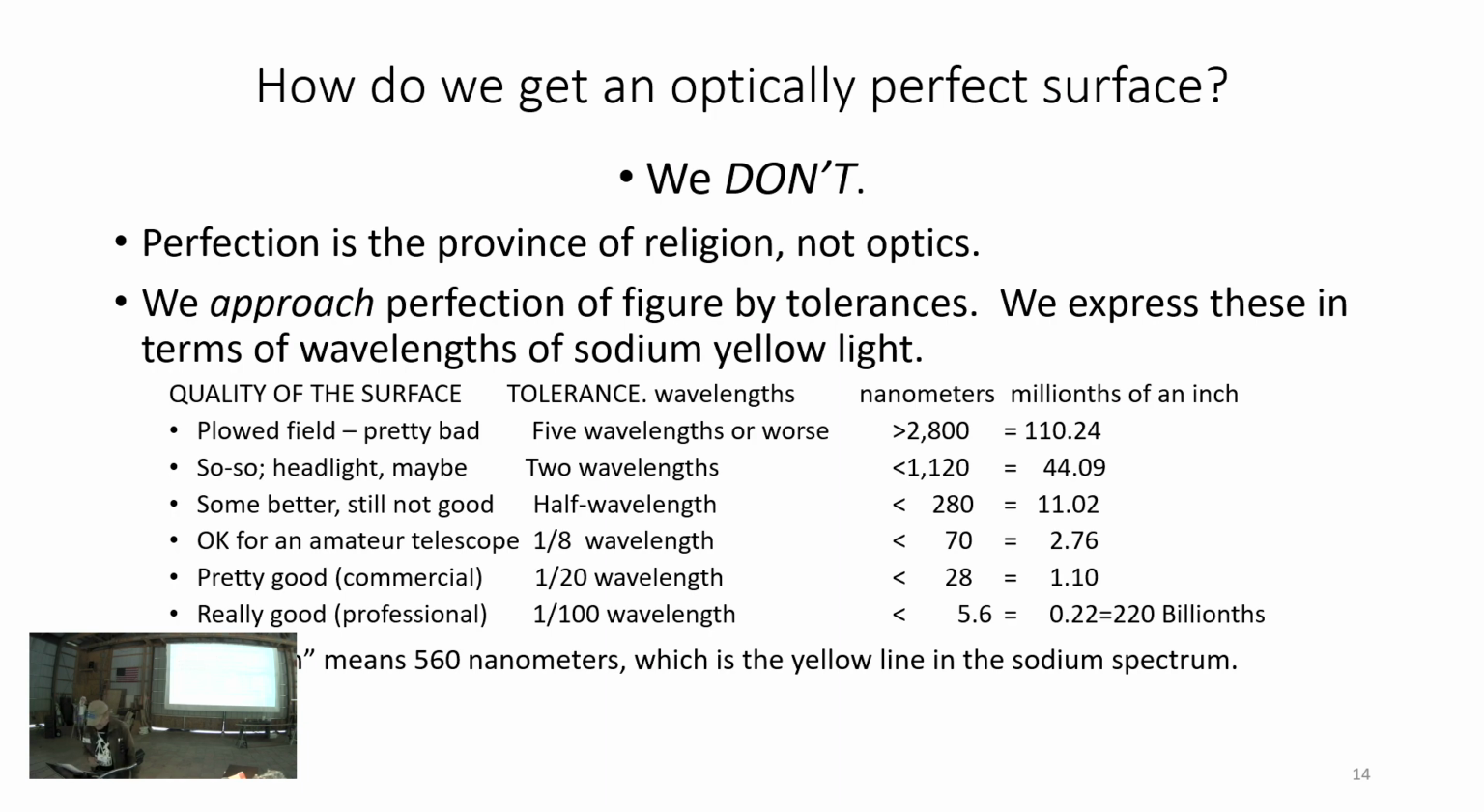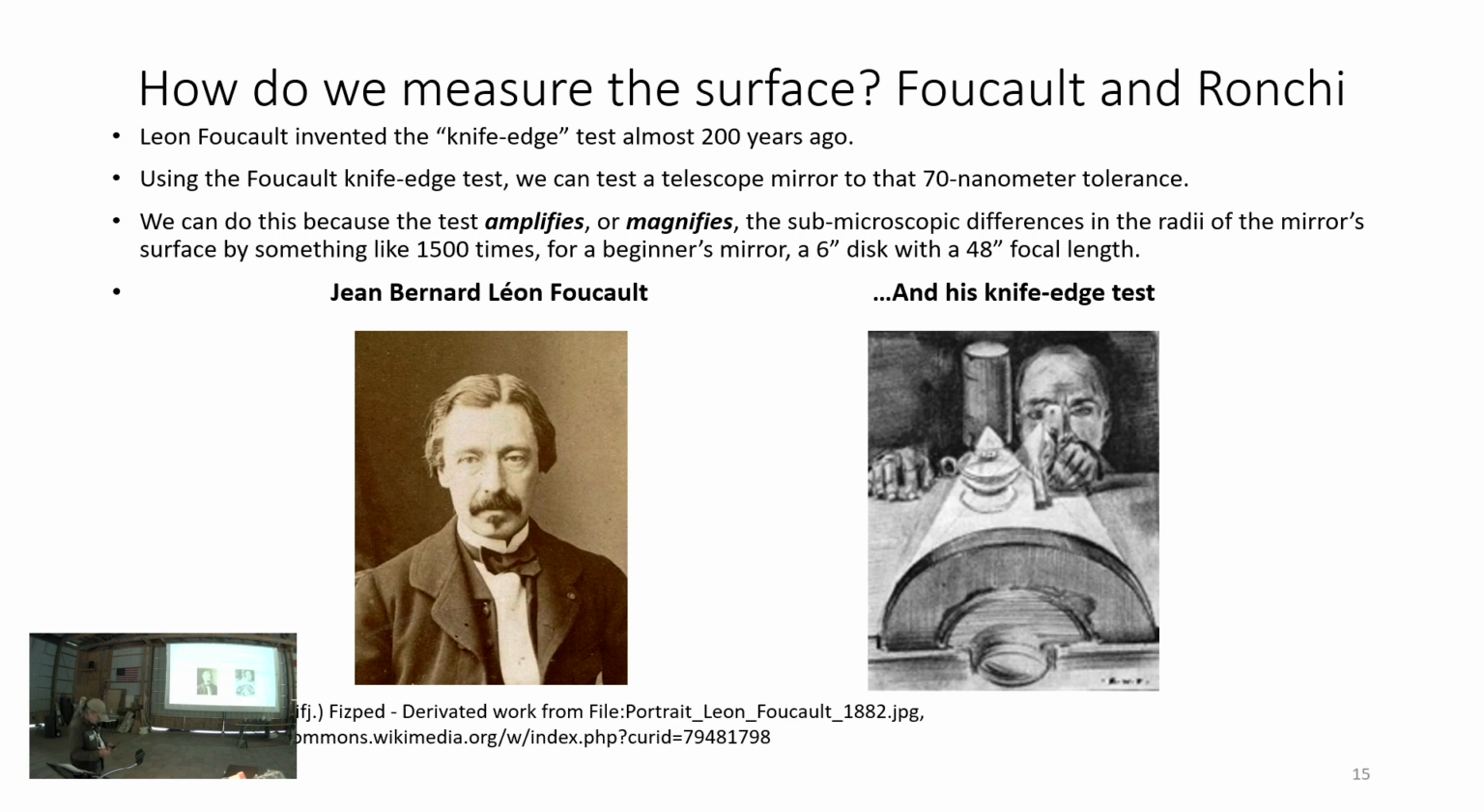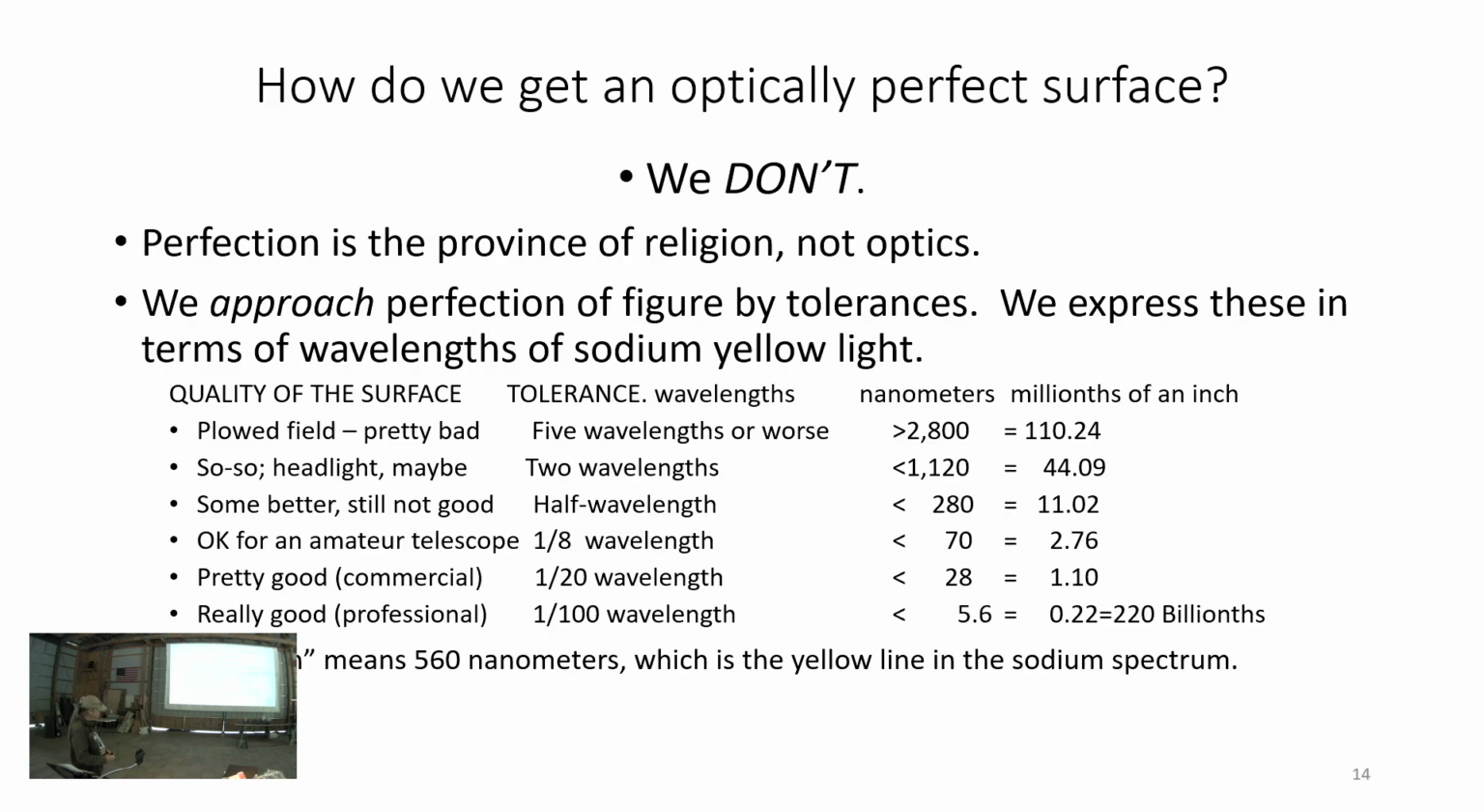Okay, here we have some tolerances, and some of them are pretty bad. Plowed field, 5 wavelengths out or worse. We can't use that for anything but a demonstration of what's a bad figure. So you could maybe get a headlight out of something that's 2 wavelengths.